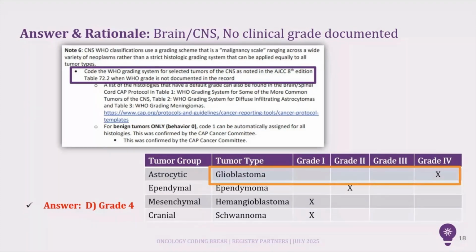Also note in that top box at the very bottom, for benign tumors that are behavior 0, you can code 1 for clinical grade automatically for all histologies. So you shouldn't have a benign brain tumor with a clinical grade 9. They should all be clinical grade 1.